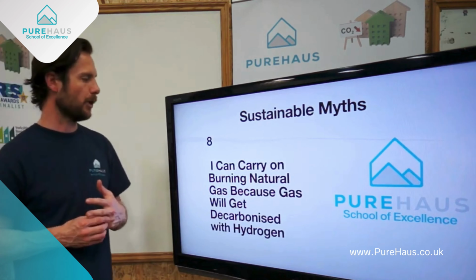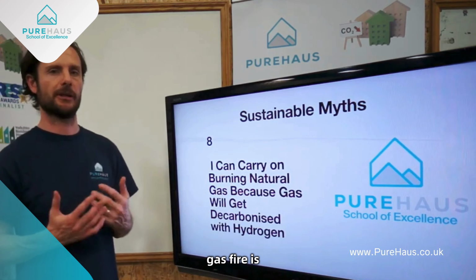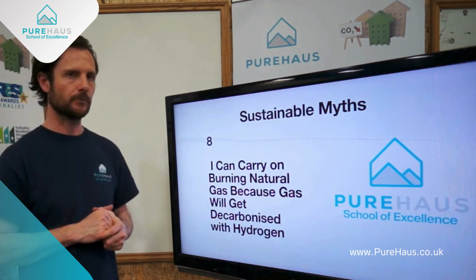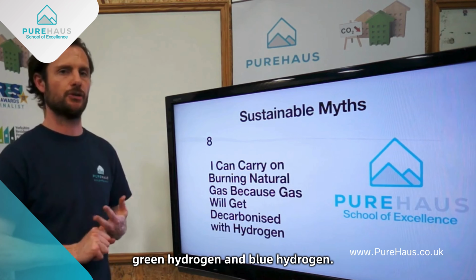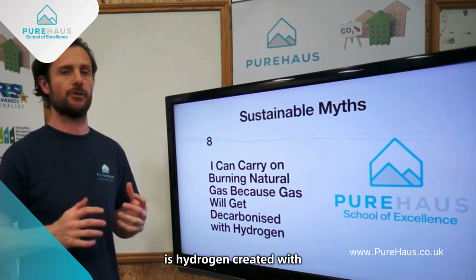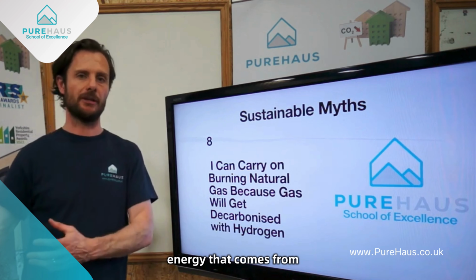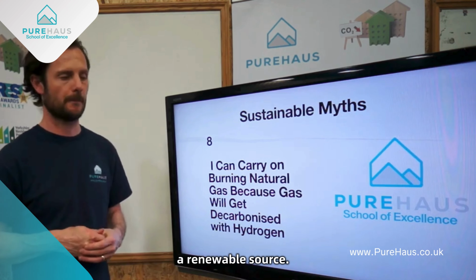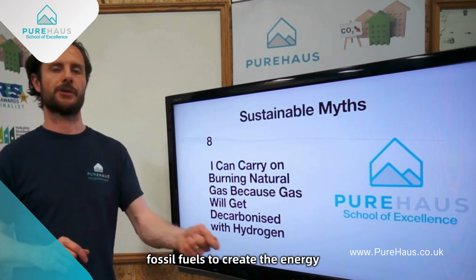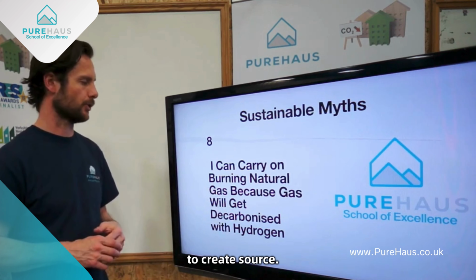Carrying on burning natural gas because your gas supplier is going to decarbonize with hydrogen. There are two types of hydrogen. You've got green hydrogen and blue hydrogen. Green hydrogen is hydrogen created with energy that comes from a renewable source. However, blue hydrogen might have used fossil fuels to create the energy to create the source.